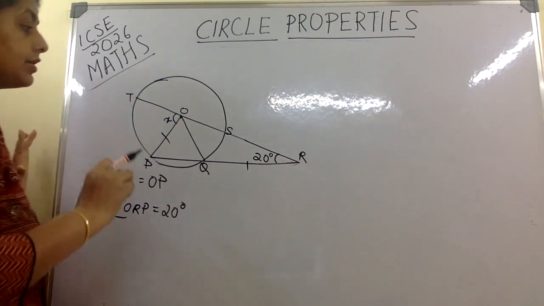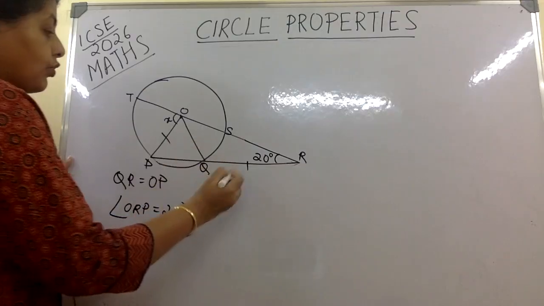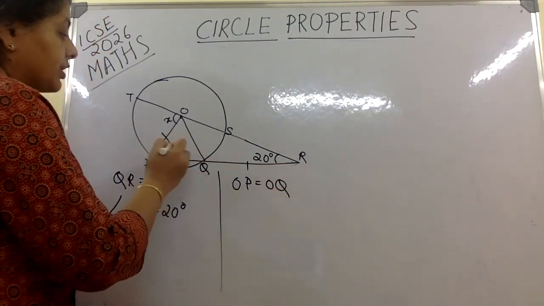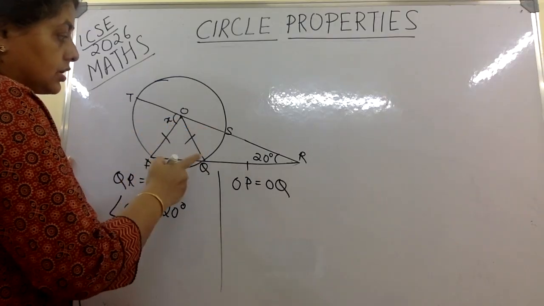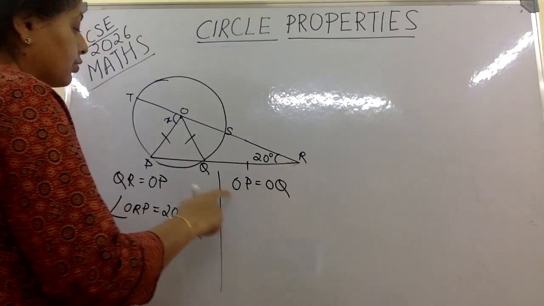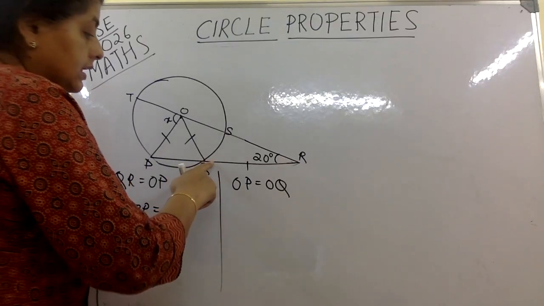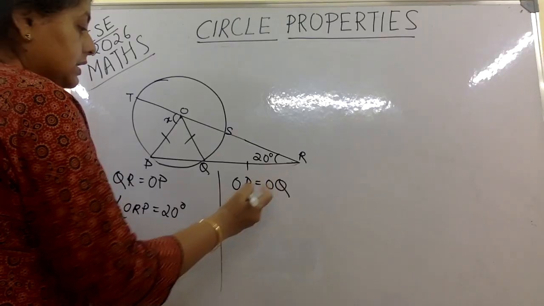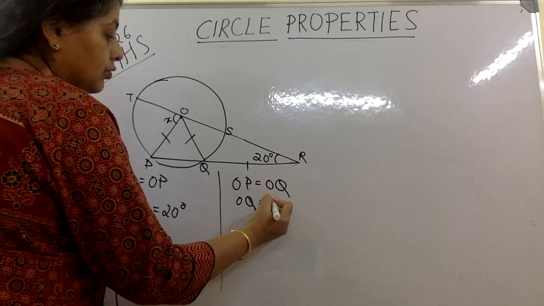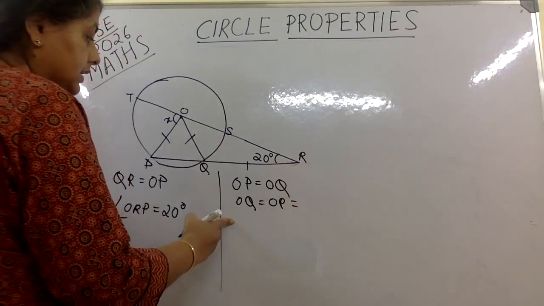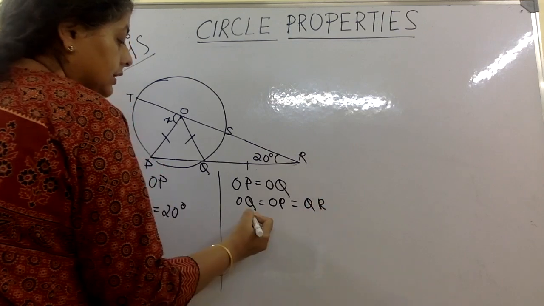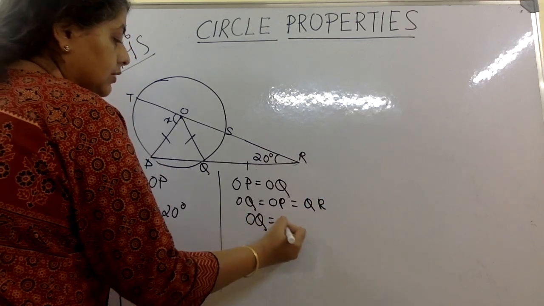So the very first thing is OP is equal to OQ, is it not? Because it is the radius of the circle, because they have told O is the center of the circle. So OP is equal to OQ, and OP is equal to QR. Therefore, OQ is equal to QR.